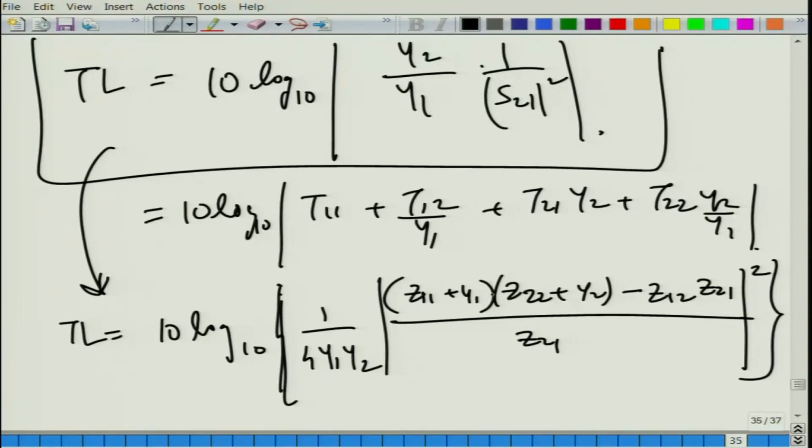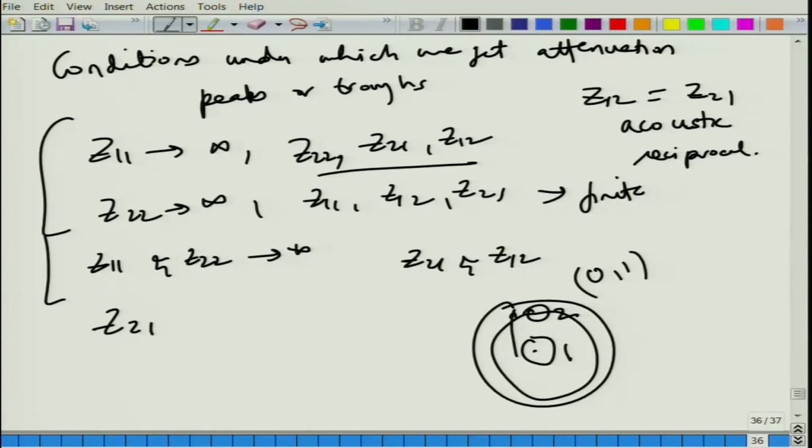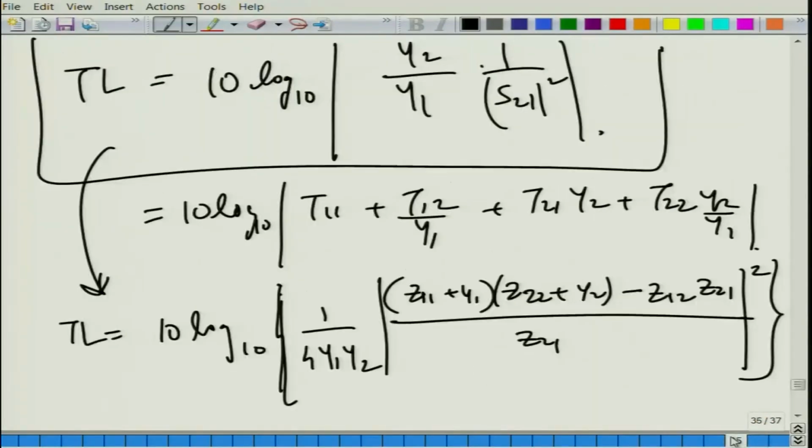Hence, Z11 and Z22 can be finite or infinite regardless of the magnitude. If Z22 tends to infinity, or Z21 tends to 0 at a particular frequency, you will still get an attenuation peak. The one condition for getting a trough is when all the parameters, Z11, you get troughs number of times.